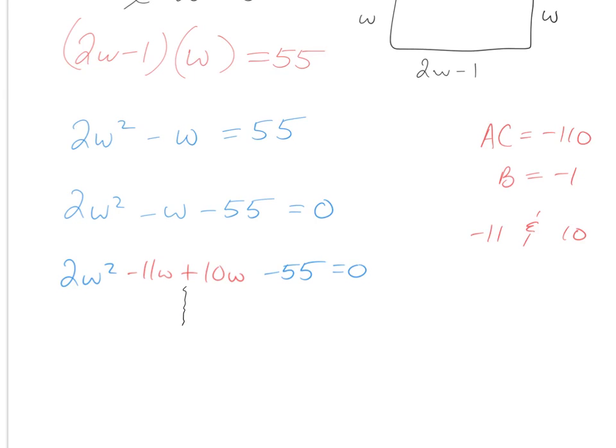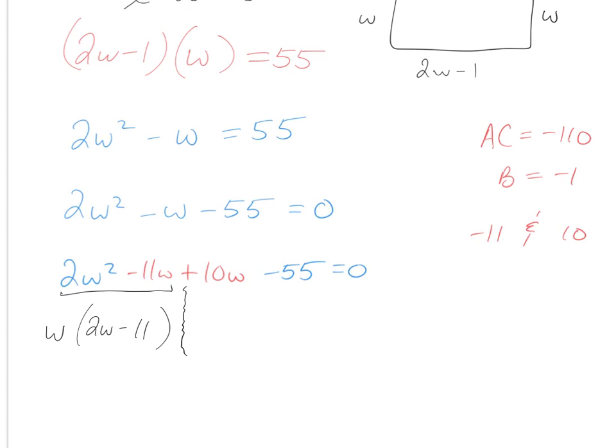So we go ahead and we split this and we think about this as two parts. I first look at the first two terms, 2w squared minus 11w. What's the GCF out of the first two terms? I'd go with just w in this case. What does that leave behind? w, 2w minus 11.